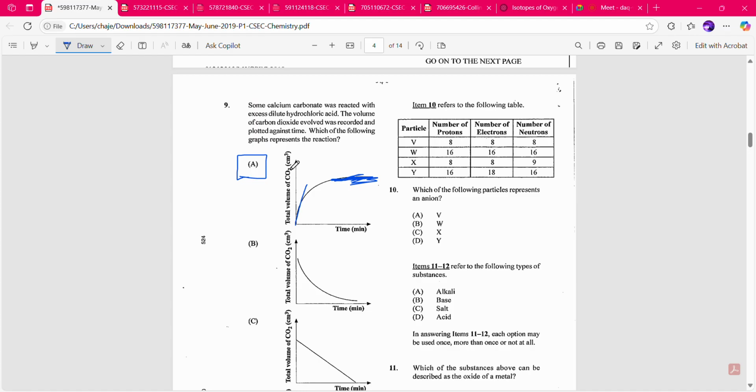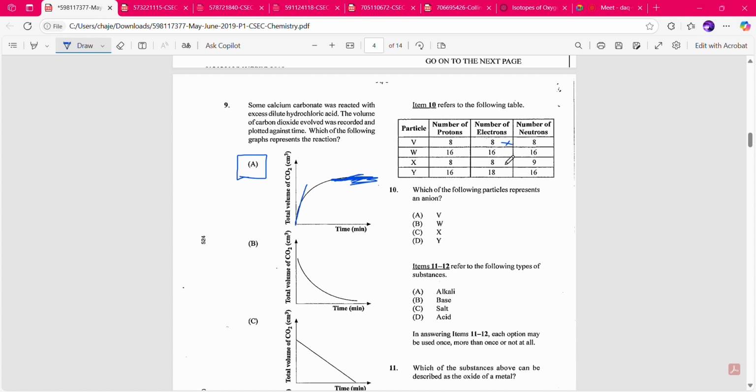So 9 is A. Number 10, which of the following particles represents an anion? I would choose to look at this from the amount of electrons perspective, because the electrons and protons can always tell you whether it's an ion or not. Note that in this case, these two have the same number of protons and electrons, right? Which means that it wouldn't have lost any electrons nor gained any electrons. So this is not an ion.